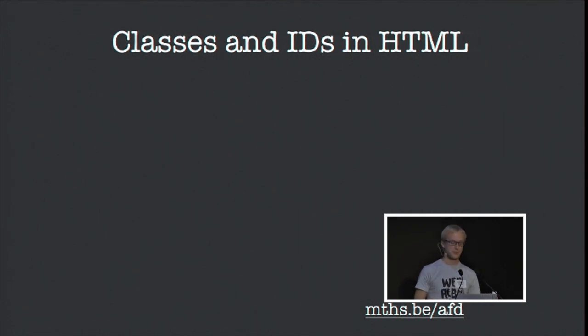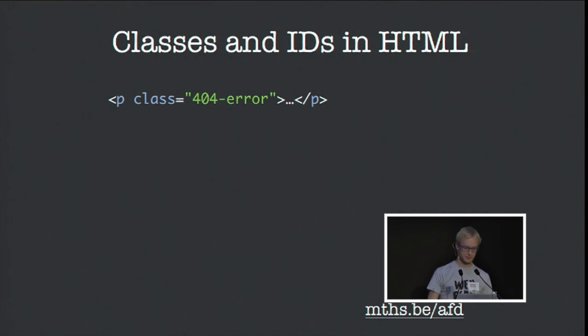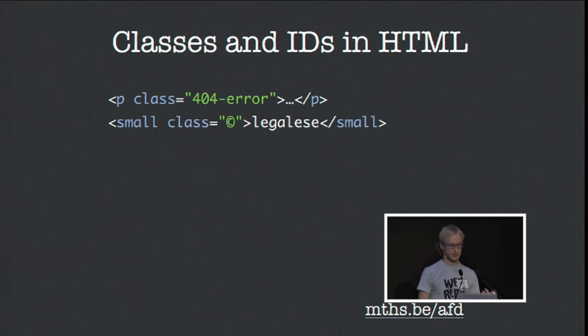So for example, 404-error is a valid class name, which is probably not very surprising to you. But you could also use the copyright sign as a class name for an element containing a legal disclaimer, for example. Now, in HTML5, in the standard, there is this new feature that says that the same thing now finally goes for the ID attribute. So this is new in the spec, but browsers have always supported this.